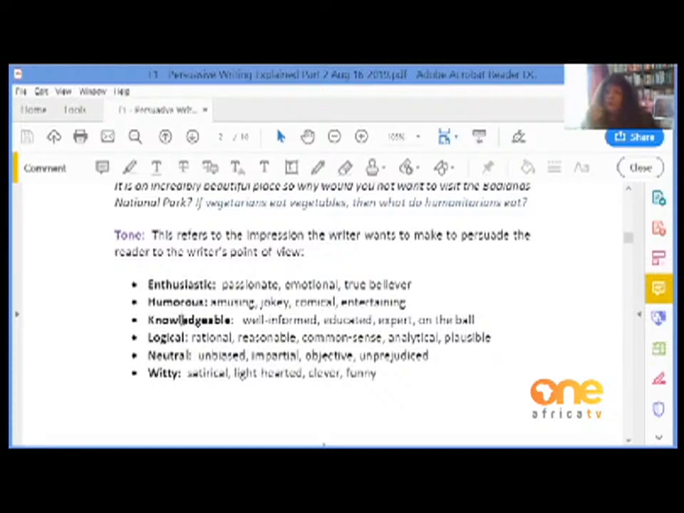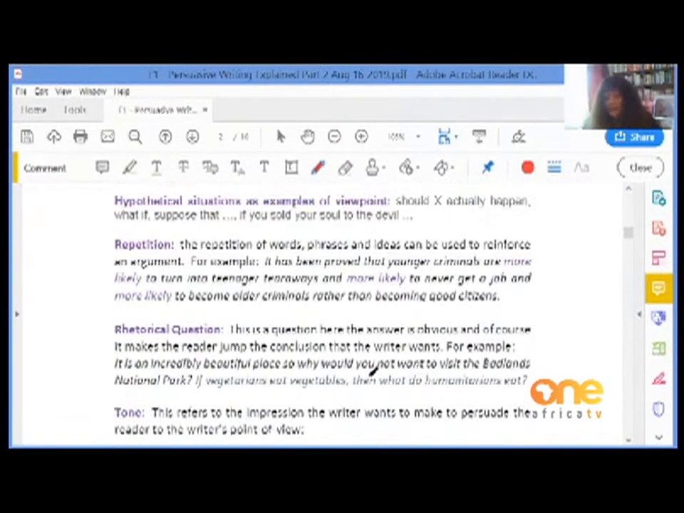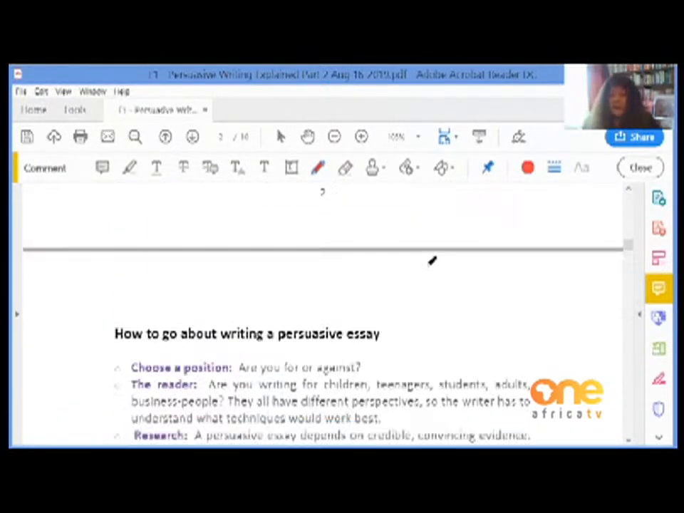Are you going to look very knowledgeable and very ultra smart because you can quote facts and figures? Hopefully it's going to be logical. It must have common sense. It must be reasonable, must be rational, plausible or believable. And if it's neutral, then it's unbiased, impartial, objective, etc. Or it could be witty and amusing. Okay, that's when you can do puns with words and stuff like that. Okay, so those were all the types of persuasive techniques we looked at last time.